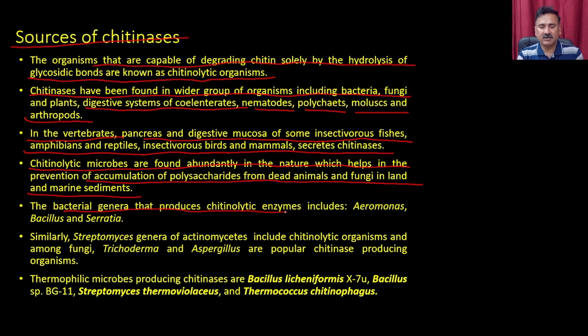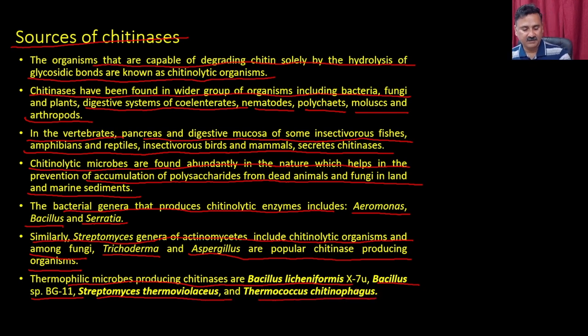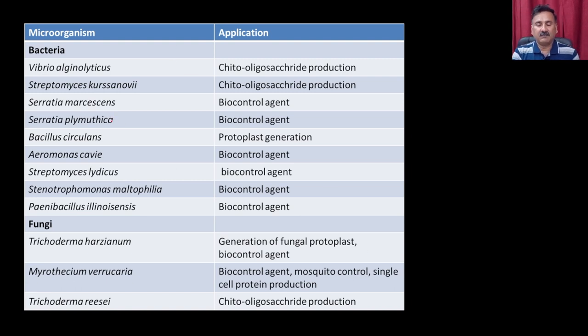The bacterial genera that produce chitinolytic enzymes include Serratia, Bacillus and Aeromonas. Similarly, the Streptomyces genus of actinomycetes includes chitinolytic organisms, and among fungi, Trichoderma and Aspergillus are popular chitinase-producing organisms. Thermophilic microorganisms producing chitinases are Bacillus licheniformis, Bacillus BG11, Streptococcus thermophilus and Thermococcus chitonophagus. These are the different types of microorganisms which are producing the chitinases. You can have the bacterial species and the fungal species, and all of these produce chitinases which have applications in chitooligosaccharide production, biocontrol agents, or the generation of fungal protoplasts.